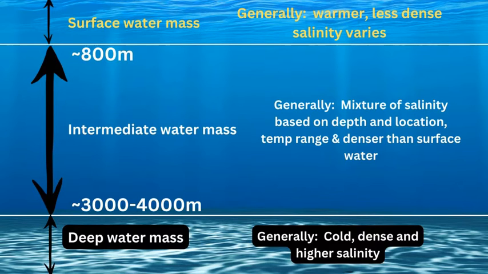Then you get the very important deep water. This water mass resides at the bottom areas of the world's oceans, between 3,000 to 4,000 meters below the surface. Now this is generally very cold and dense, but again is consistent based on this temperature and salinity, which again we know from the pycnocline and thermocline are very consistent and don't fluctuate at those depths.